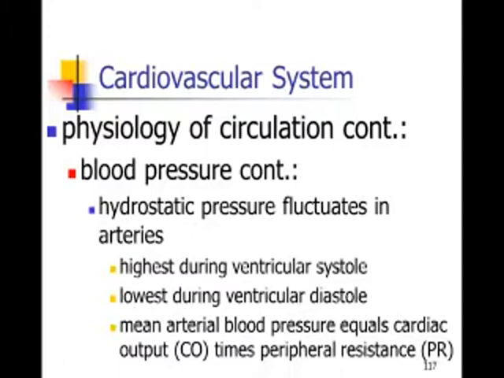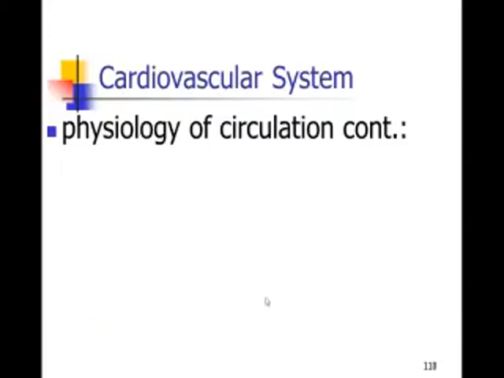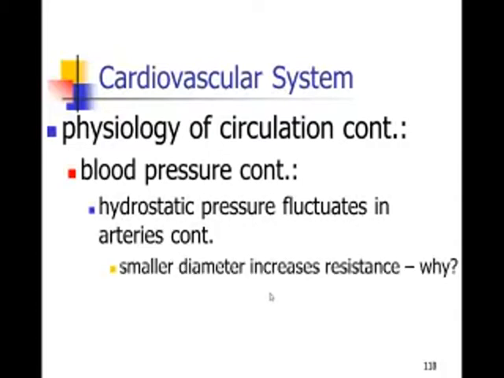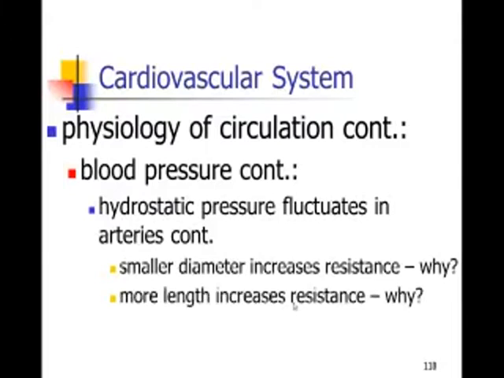Okay. So the mean arterial blood pressure is going to be equal to the cardiac output times the peripheral resistance. Cardiac output we represent with CO, and peripheral resistance, PR. The peripheral resistance is primarily because of the friction due to the vessel walls. So with smaller diameter vessels, we have an increase in resistance, and the reason would be the surface area. Also, the more length we have, the more resistance, because the friction is occurring over a longer distance.